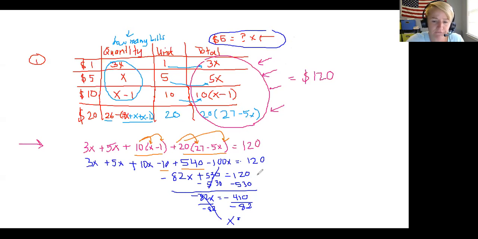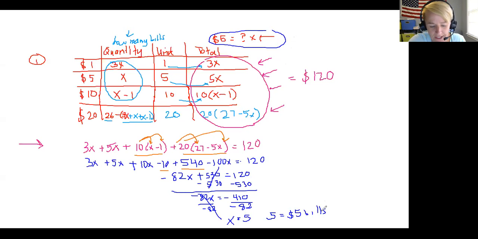So if I take 410 divided by 82, it's actually 5. So I actually have 5 fives. Okay, that's kind of crazy, but I have 5 $5 bills. I have 5 of them altogether.